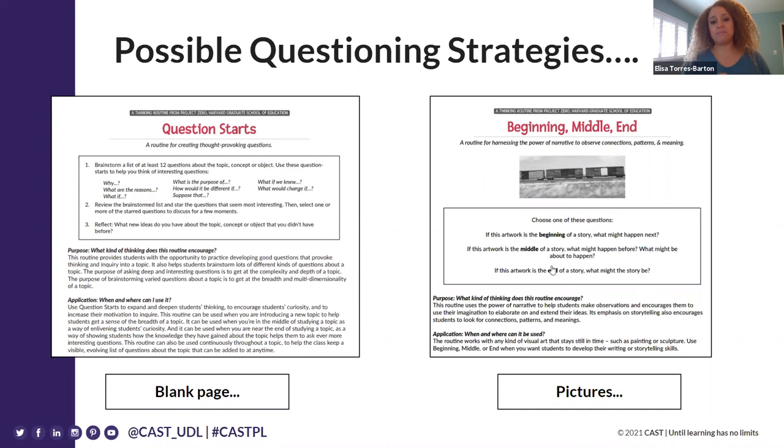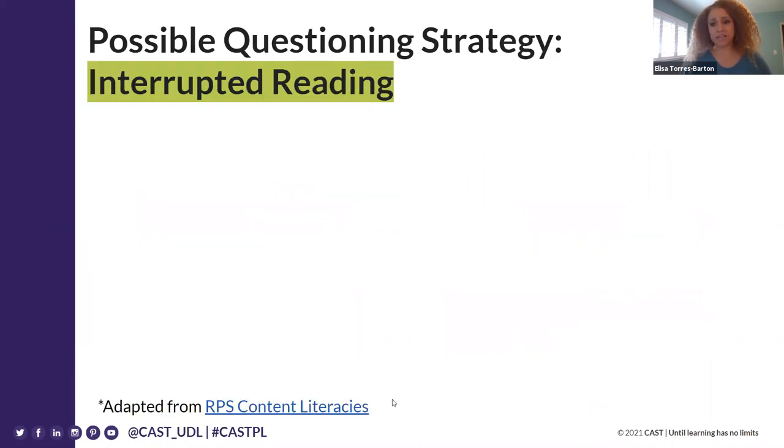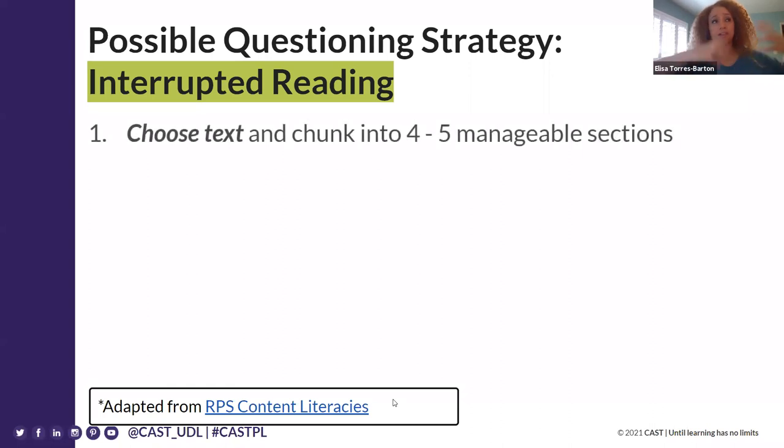But let's dive a little bit deeper into this next strategy called interrupted reading. And friends, when the team was looking through strategies, we thought, which are the ones that are high leverage for our colleagues? Which are the ones that are most adaptable to other content areas across the board and more malleable? We know some of you are in Zoom land, some of you are in Google Suite, and we know that you will adapt accordingly, but here are three robust strategies around questioning.